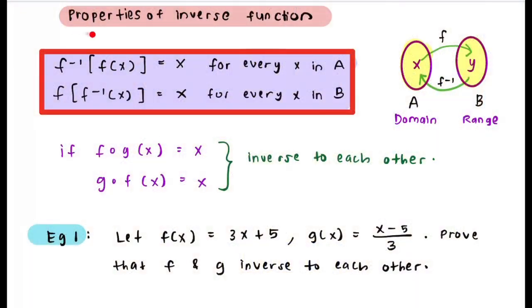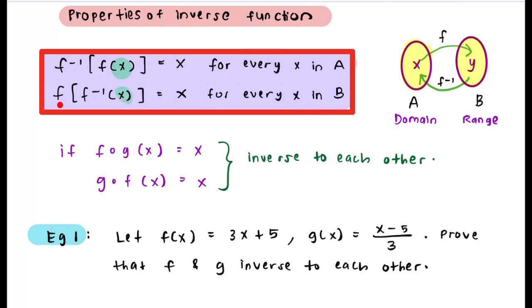Now let's go to properties of inverse function. For the properties of inverse function, you should know that this involves composite function. If you compose f inverse with your f(x), the answer is just equal to x. Since you have x here, f inverse composed with f(x), the answer is x for every x in A, meaning that this is the domain for your f.